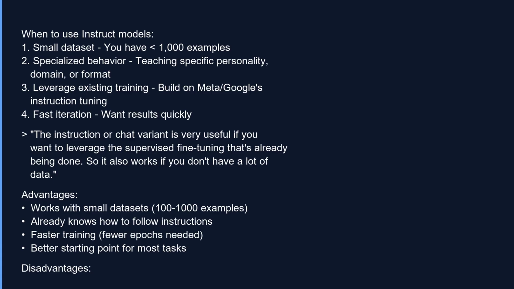Advantages? Works with small datasets, 100 to 1,000 examples, already knows how to follow instructions. Faster training, fewer epochs needed. Better starting point for most tasks. Disadvantages? Must use their chat template format, may have behaviors you don't want, safety refusals, verbosity, less flexibility than base models. Important constraint: you will need to make sure that you format your data in the same format that was used when the supervised fine-tuning was done, so you can't come up with your own chat template.